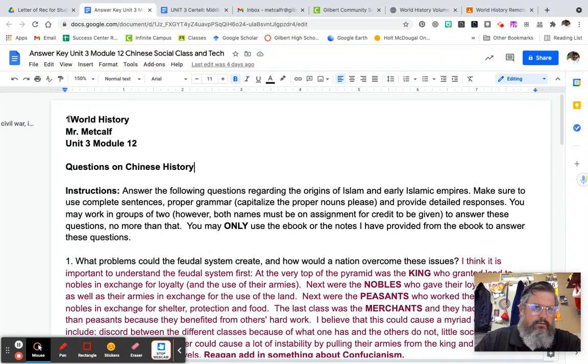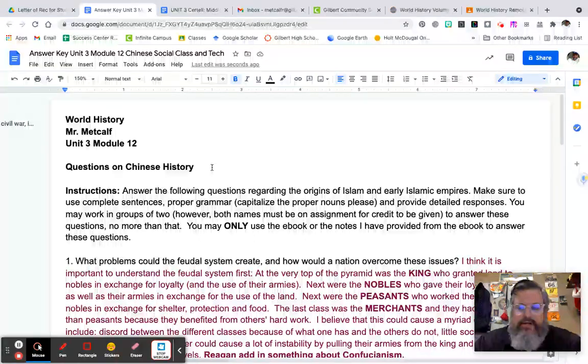We are going to go over the last assignment that you turned in, which was Unit 3, Module 12. So we're going to talk a little bit about Chinese history. The Chinese are super important. Even though people leave them out often, they had some really important inventions that really affect us today, like gunpowder, the block printing press, the improvement of paper, the compass, things like that.